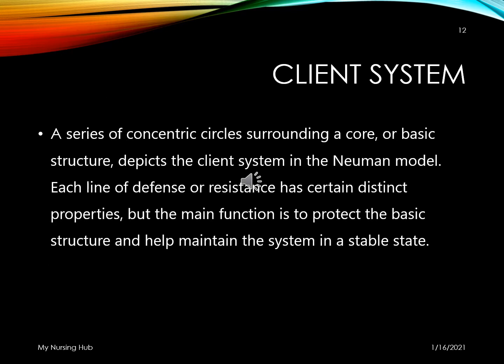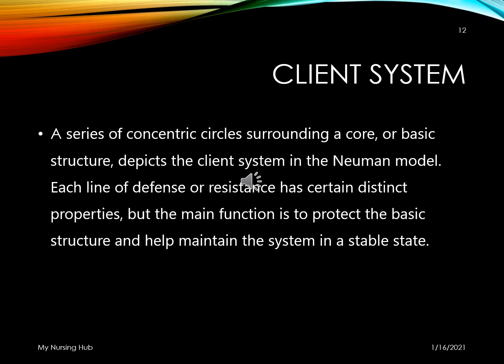When we look into the client system, a series of concentric circles surrounding a core or basic structure depicts the client system in the Neuman model. Each line of defense or resistance has certain distinct properties, but the main function is to protect the basic structure and help maintain the system in a stable state. So the client system is a person, for example I or you, and we have some concentric circles around that which help to protect and keep the system in a stable state, and we will see what they are.